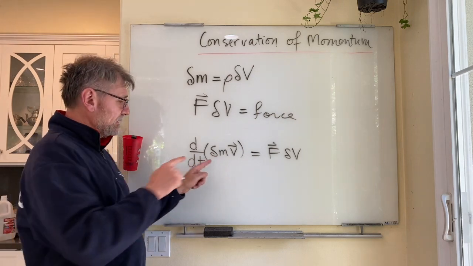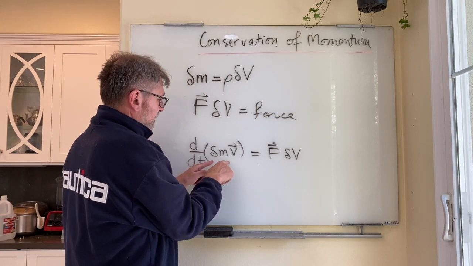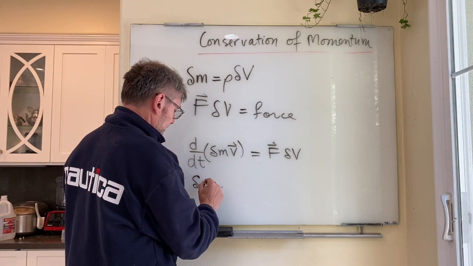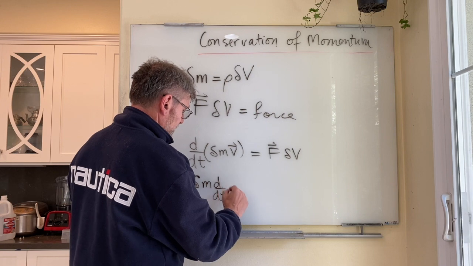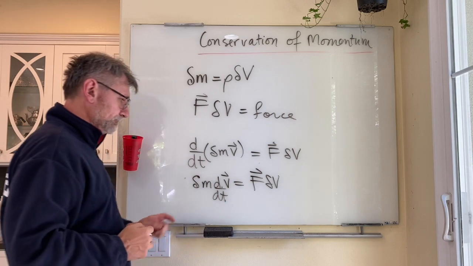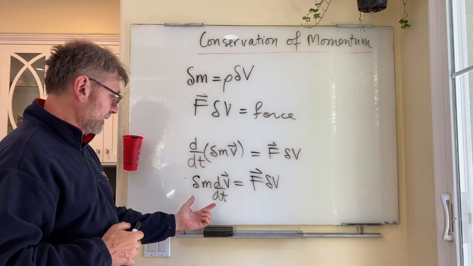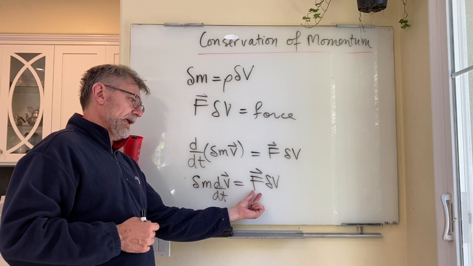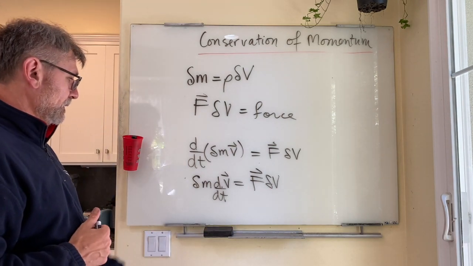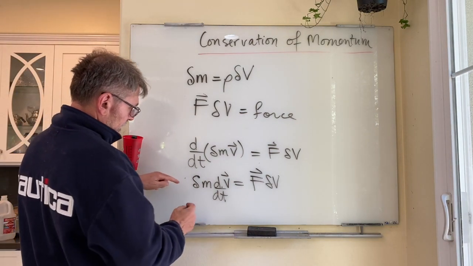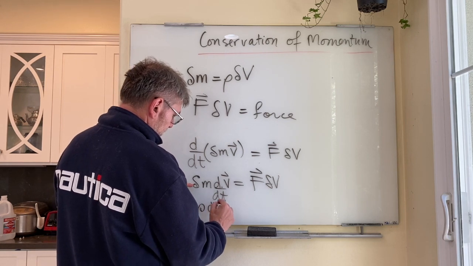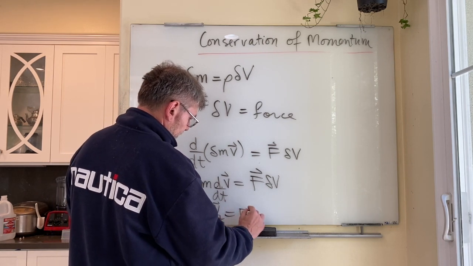Okay, now we remember that this delta M here is a fixed amount of mass, so it doesn't change with time, so we can pull it out of the time derivative. So we end up with delta M d by dt of the velocity is equal to F times delta V. This now is starting to look like F equals ma, except we wrote F here as F times delta V because F is per unit volume. If I divide both sides by delta V, then I'll get delta M divided by delta V, that's just the density, rho dV/dt is equal to F.